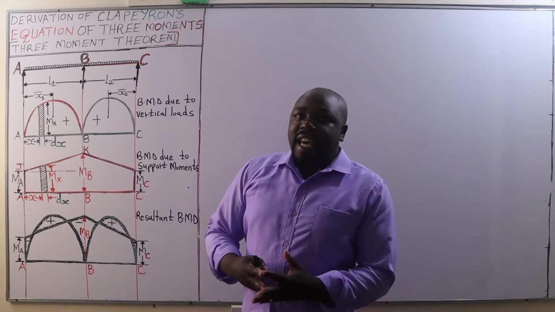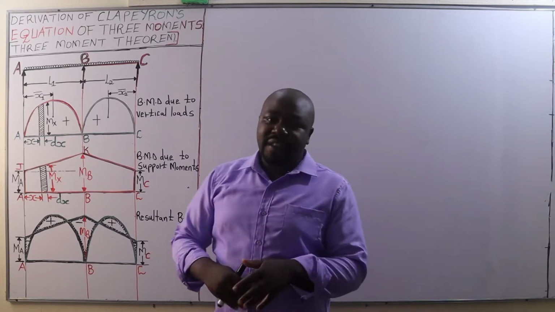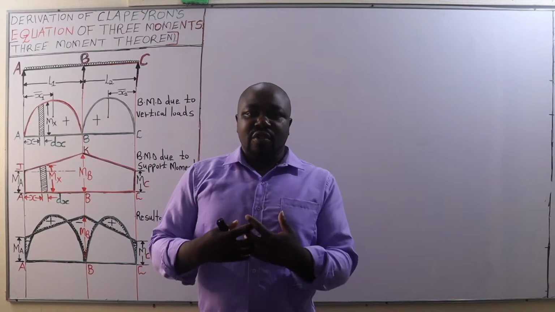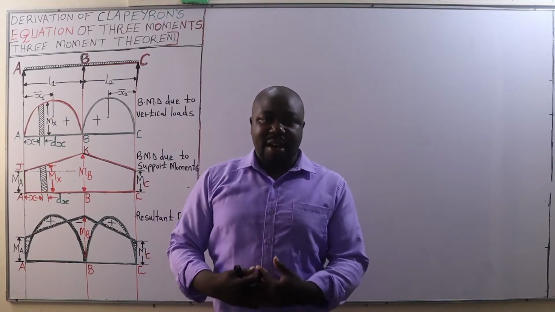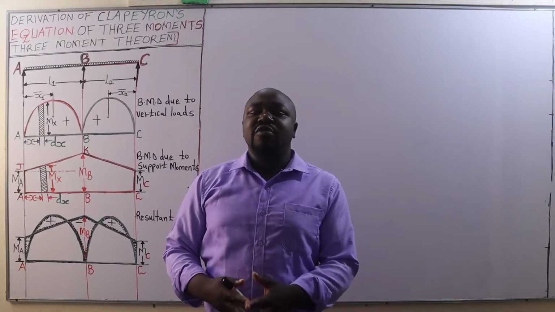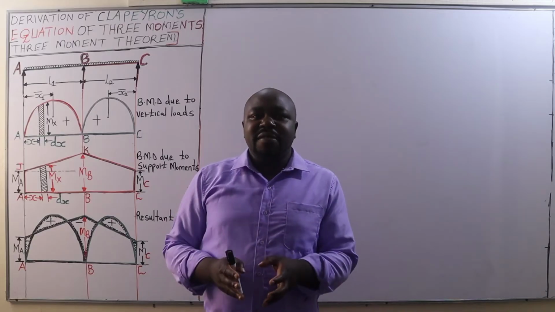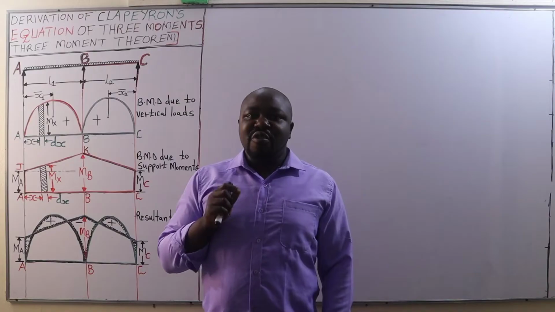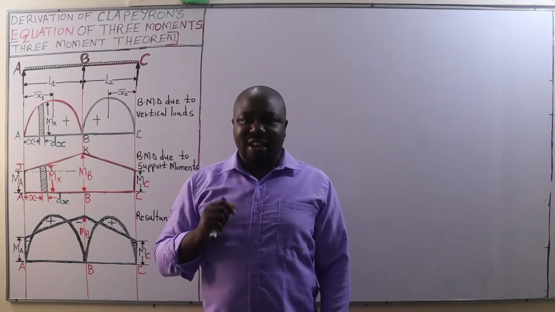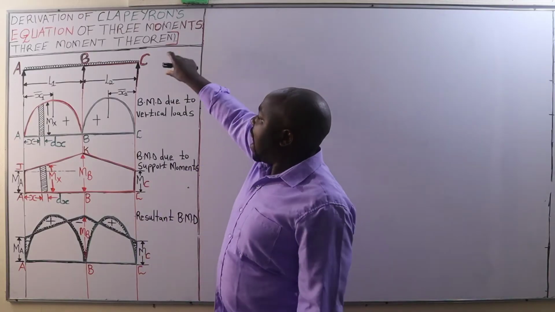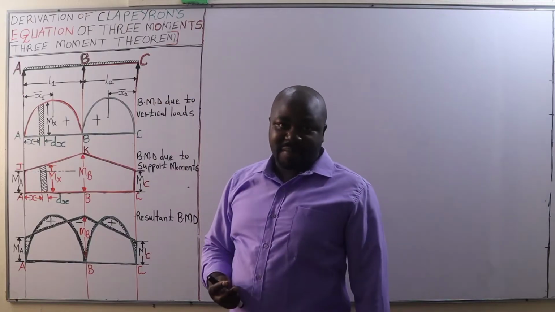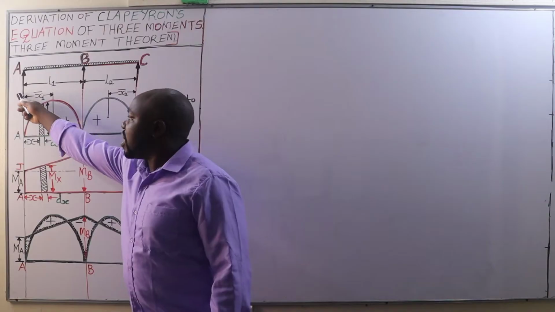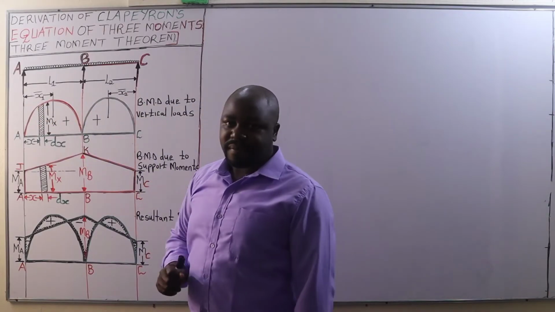Now, Clapeyron's equation of moments is used when we want to plot the bending moment diagrams for a continuous beam. A continuous beam is a beam which is supported on more than two supports. For example, our beam here is a continuous beam since it is supported on three supports.